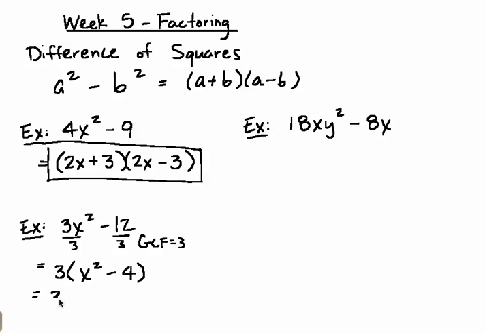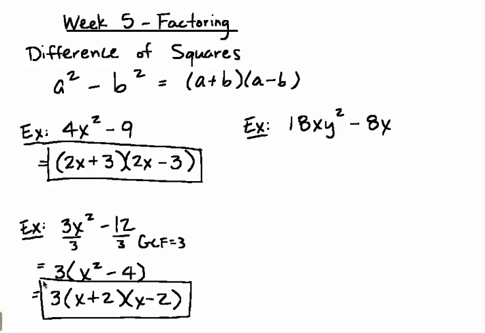And we need to keep up with the 3, keep the 3 on the outside of the parentheses. We now have a difference of squares, because the square root of x squared is x. The square root of 4 is 2, and one parenthesis has a plus, one parenthesis has a minus. So 3 times x plus 2 times x minus 2 is our final answer in this example.